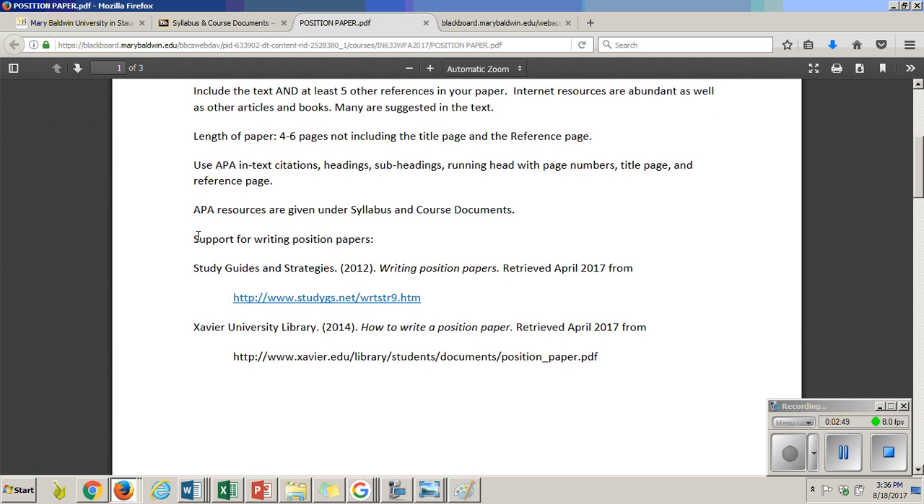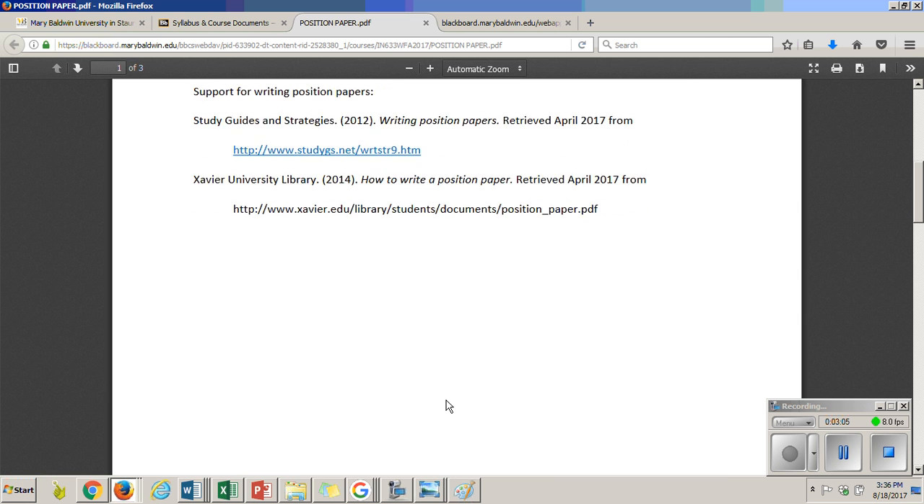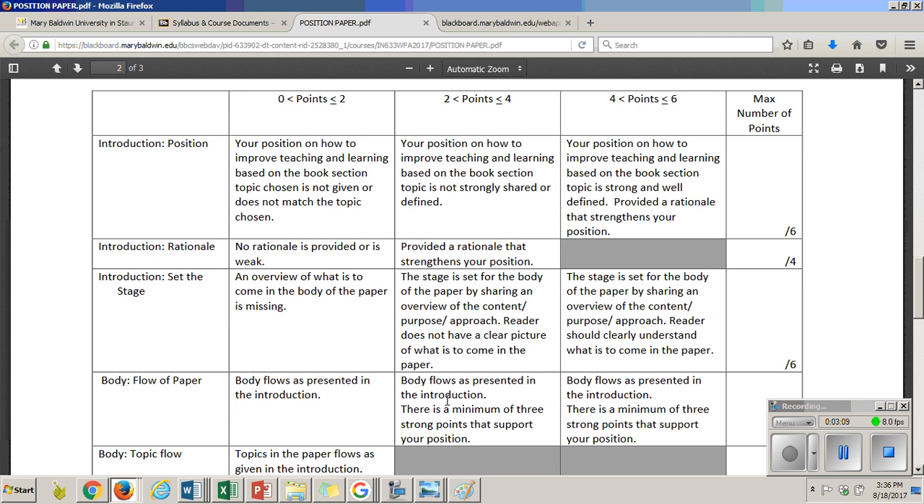If you need support on what is a position paper, here's a couple of resources that I put in, that you could quickly access. You can always find others on the internet, but these are a couple that you can click on and go to. I want to spend a little bit of time on the rubric.